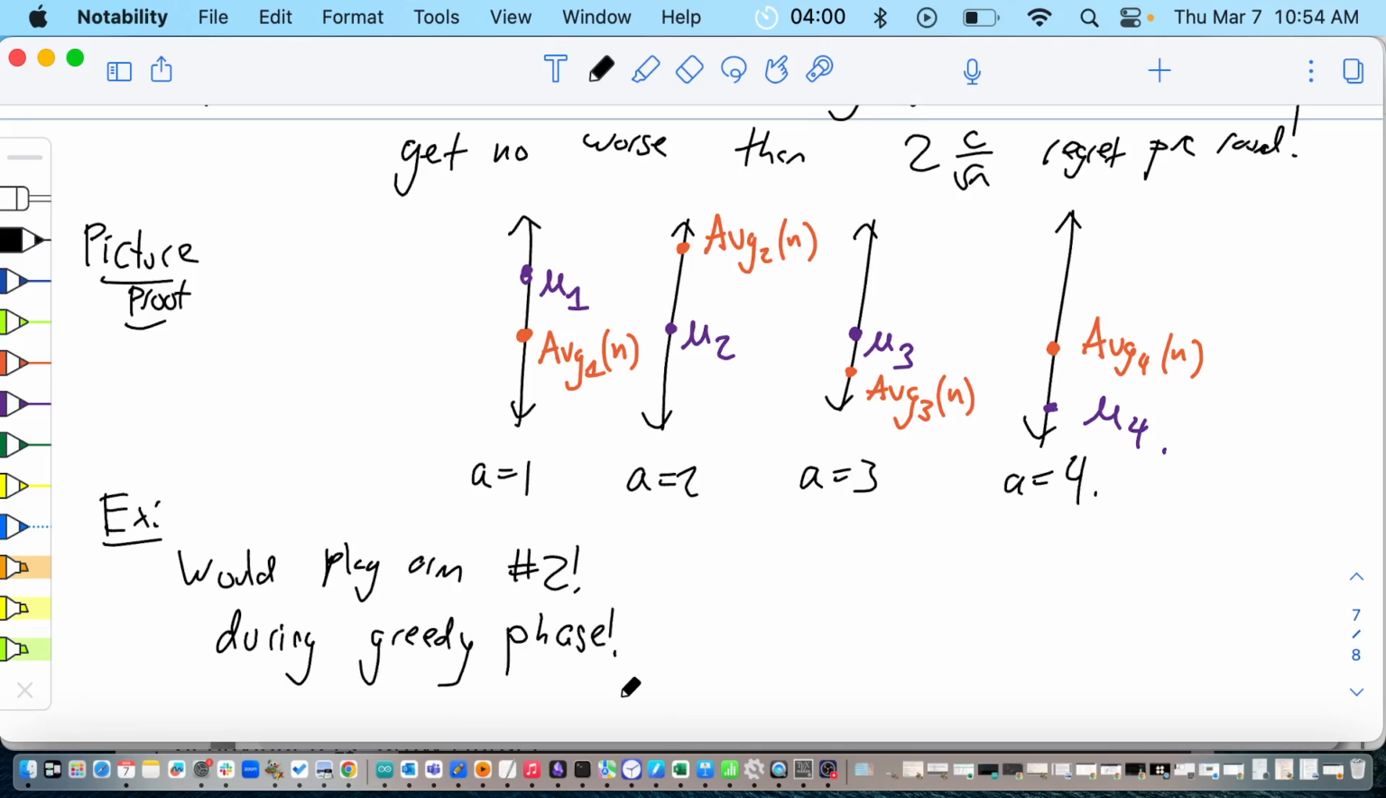Okay. So we would get some regret, because arm number 2 is not the best arm to play. At the end of the game, we're going to kick ourselves. We're going to go, oh, we should have played arm number 1 the whole time. We got it wrong.